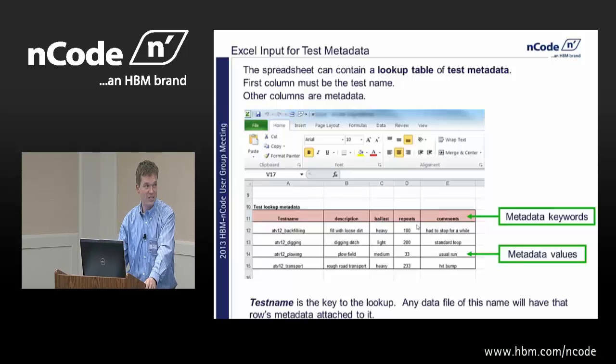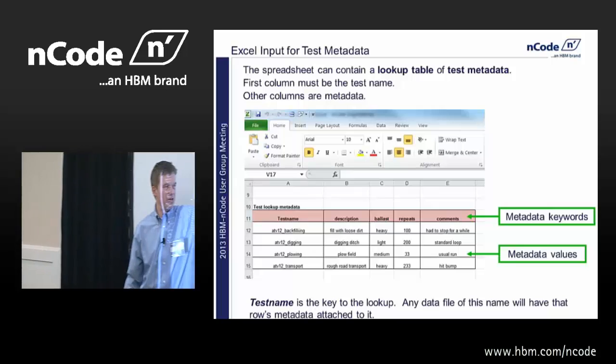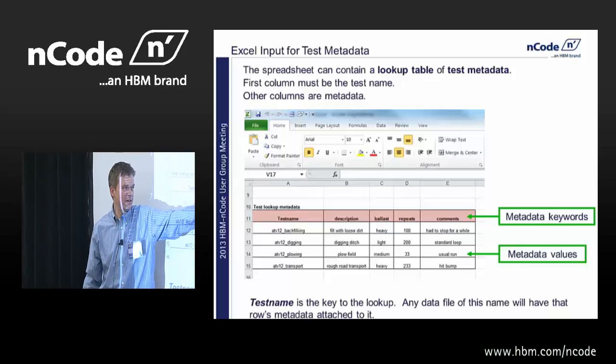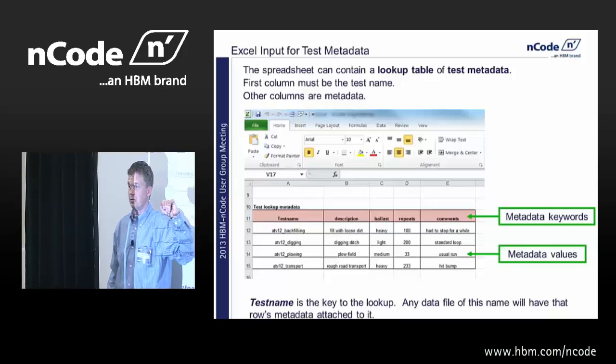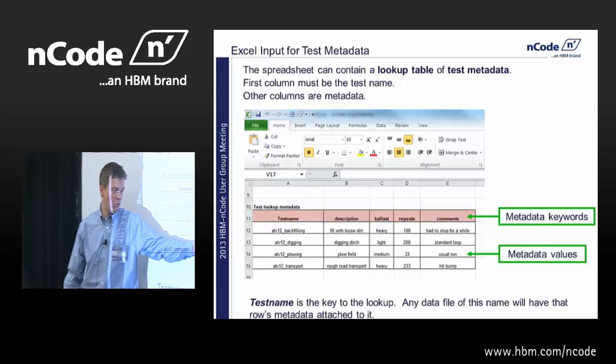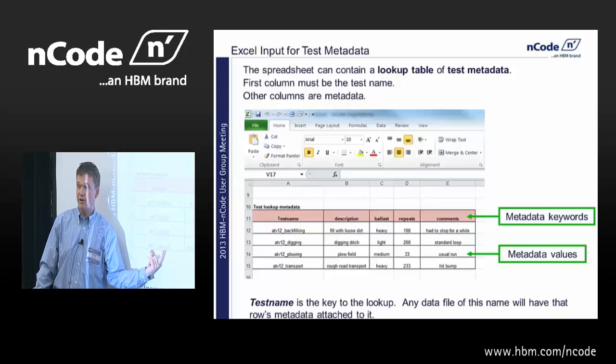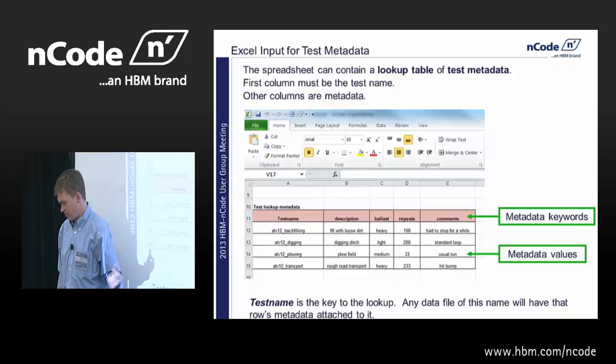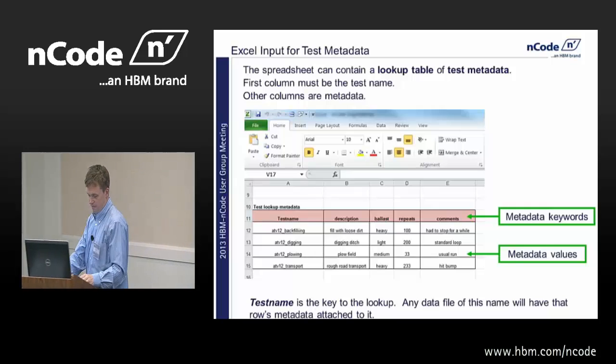So I can put together this table here. This is going to be a lookup table. If I ever come across a file called this, it's going to use this information. Keyword, value, and so on. If I ever come across this data file, it's going to know to use this. So this is the key here now. This is the key to the lookup table. Right? So I'll show you an example of how this works.